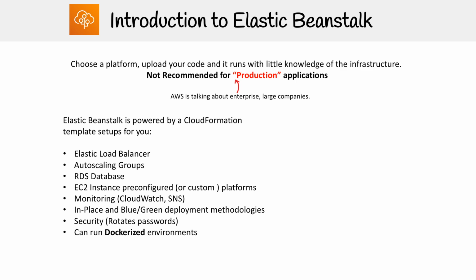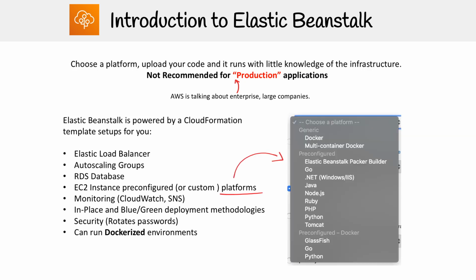And so Elastic Beanstalk can set up things such as Elastic Load Balancer, auto scaling groups, RDS database, and it comes with pre-configured EC2 instances. And this is the big list of it. So you can see you can do Docker, multi-container Docker, you have Go, Java, Ruby, etc. And generally, these pre-configured platforms come with the common technology you need to run certain frameworks. So if you're using Ruby, it's going to be able to run Rails, etc.